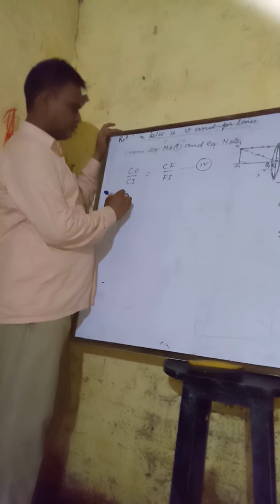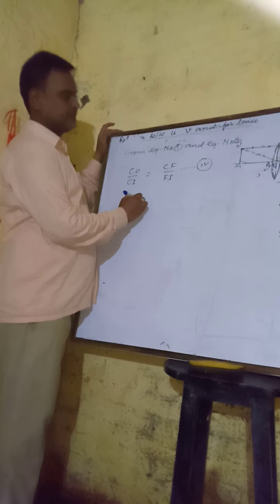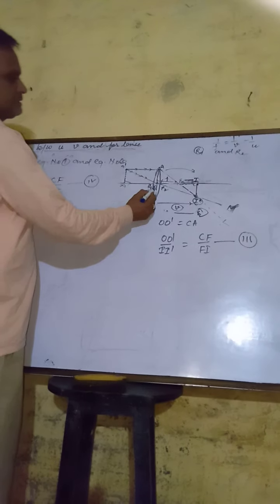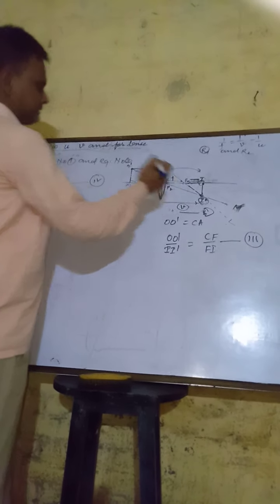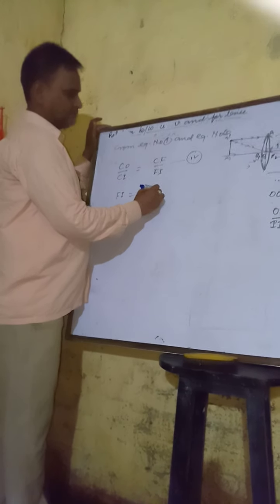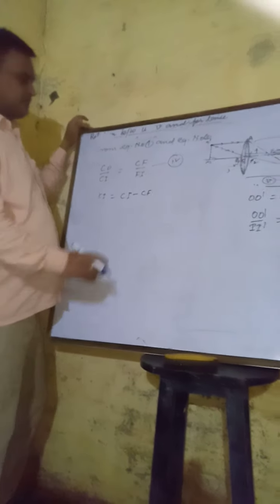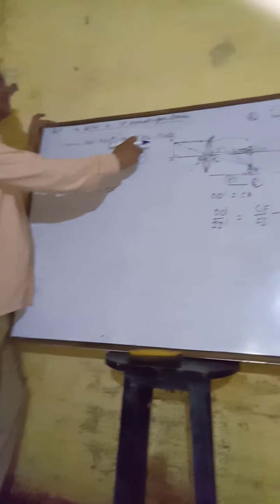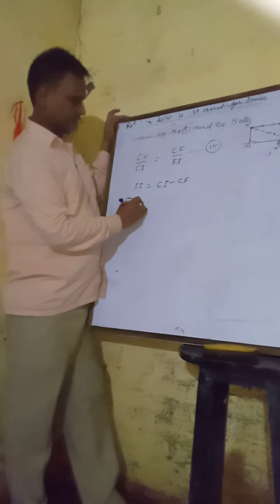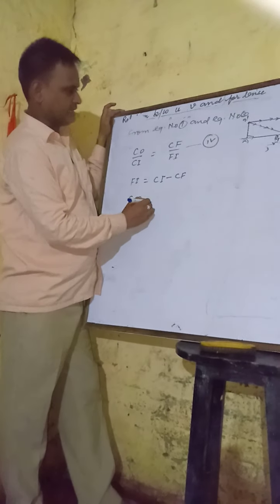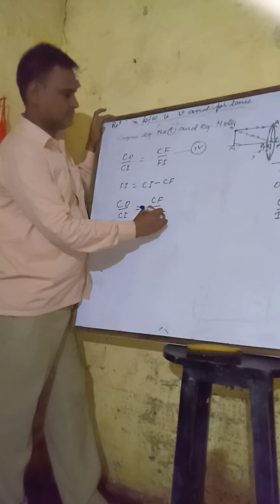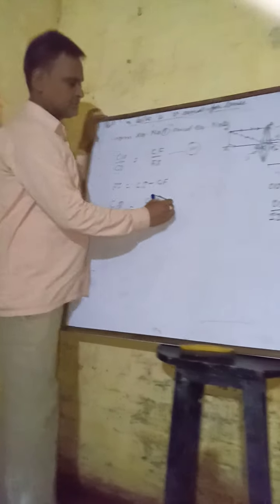In equation number 4, distance FI is equal to CI minus CF. If we put the value of FI in equation number 4, we will find that CO upon CI is equal to CF upon CI minus CF. Equation number 5.